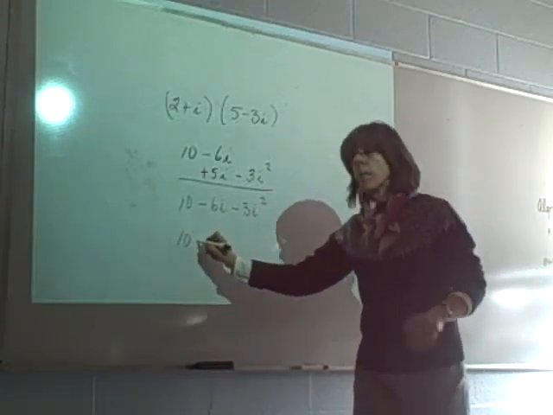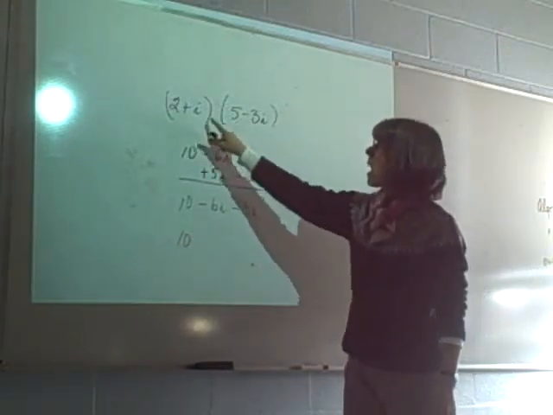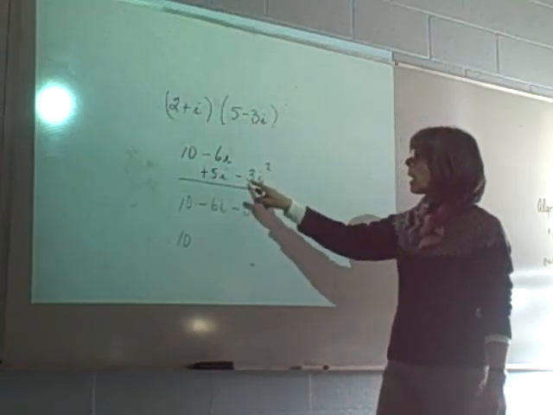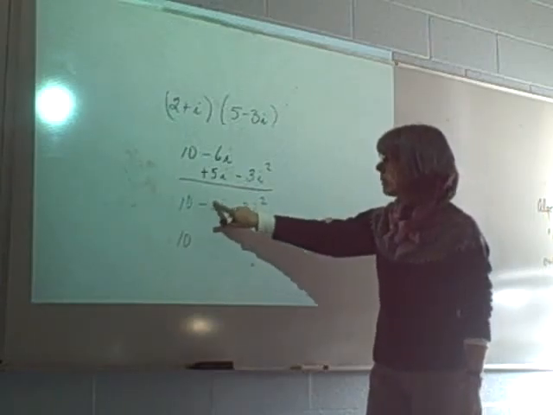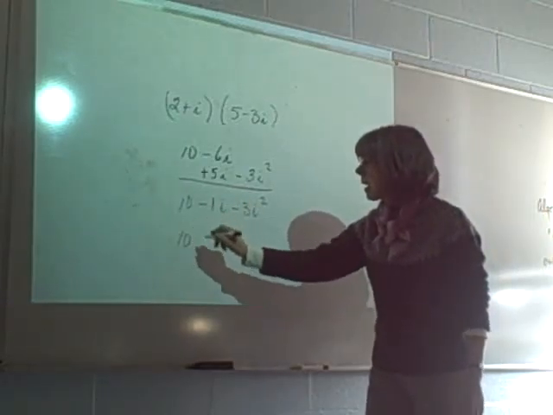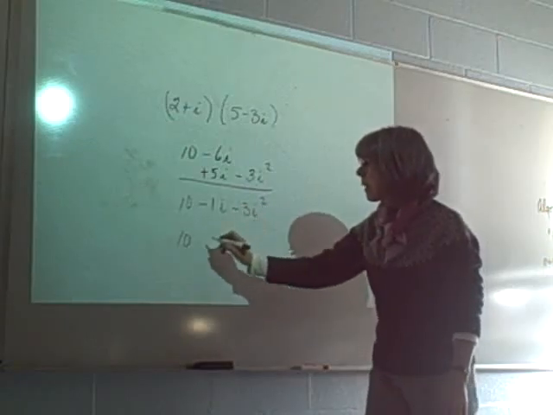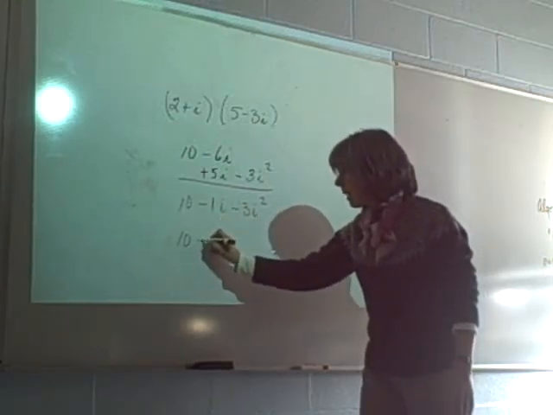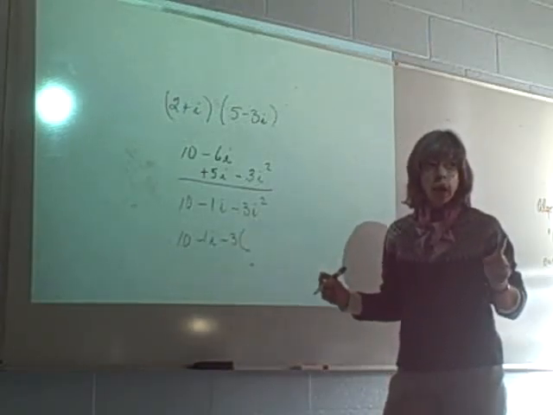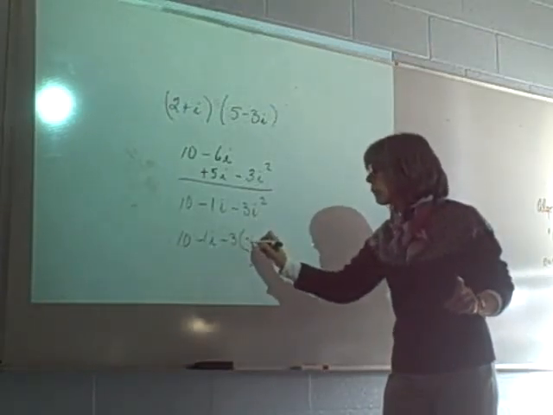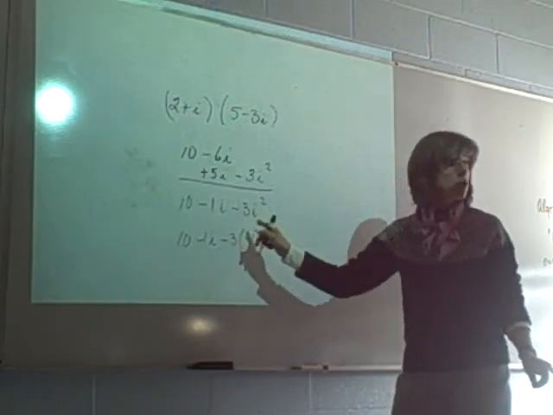Wait, it would just be i. There's no 6. No, you add negative 6i plus 5i. Oh, sorry, right here. Negative 1. Sorry, my bad. Okay, all right, so I have 10 minus 1i minus 3i squared. And what did i squared equal? Negative 1.